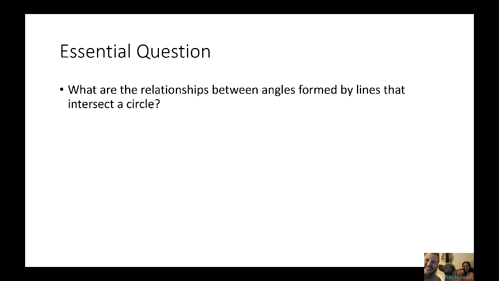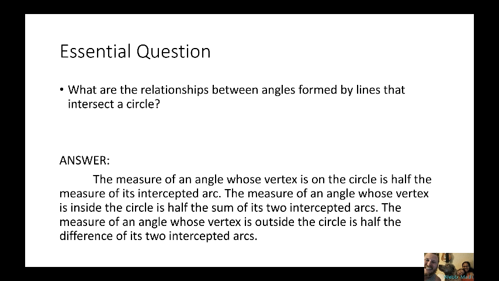All right, essential question. What are the relationships between angles formed by lines that intersect a circle? Okay, so take a deep breath. The measure of an angle whose vertex is on the circle is half the measure of its intercepted arc, and you'll see that in my examples.